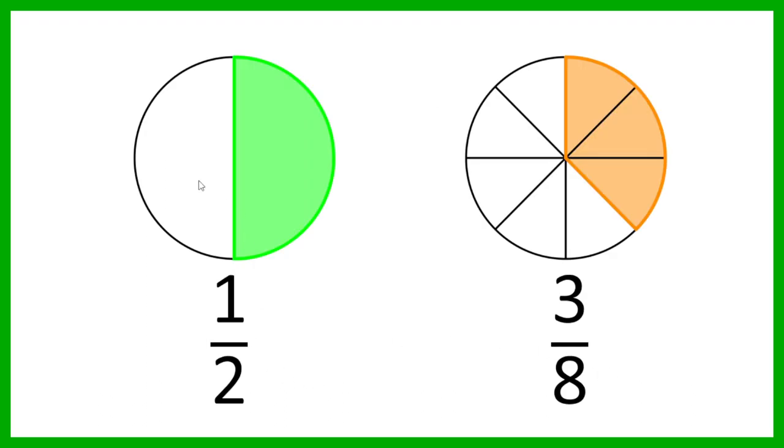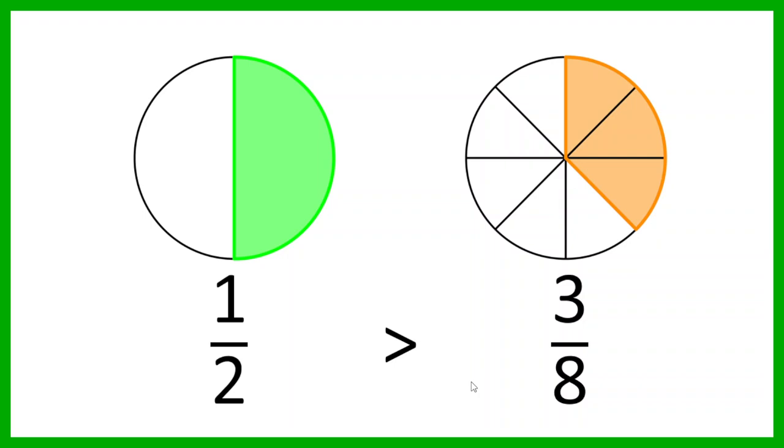So over here, I've got the diagrams for both of these fractions. And when you look at the diagrams, you can clearly see that 1/2 is actually greater than 3/8. You can see that in this circle over here, the half is a bigger portion of the circle than the 3/8 is in the circle over here. So 1/2 is greater than 3/8.